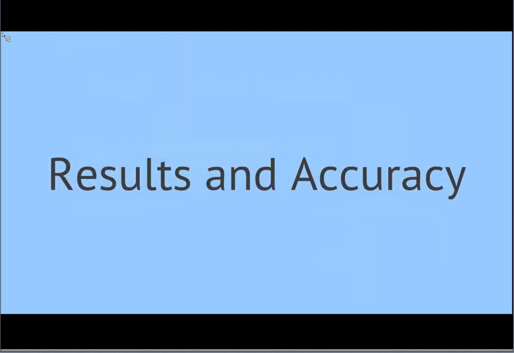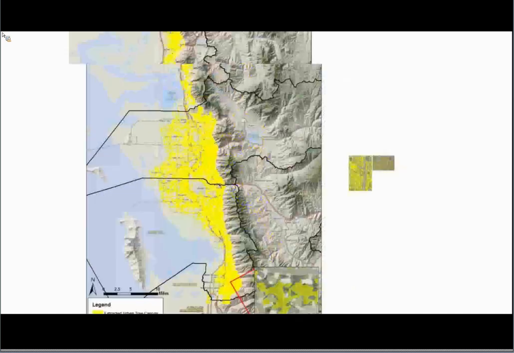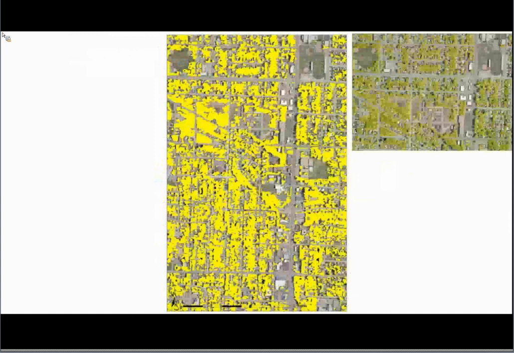All right, so some of the results and accuracy that we came up with. Here are the results. This is the extracted urban tree canopy cover for Box Elder, Weber, and Davis counties. And you can see there in yellow on top of that terrain map provided by the AGRC, the extracted tree canopy cover. And if we zoom in here, you can start to see that it looks pretty good. We really did have a good opportunity to capture the tree canopy cover.